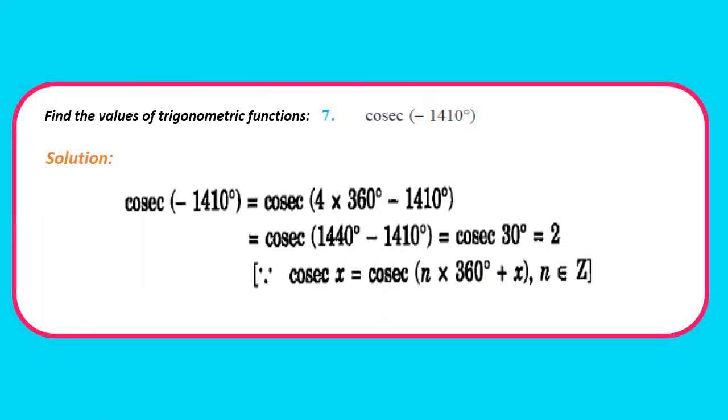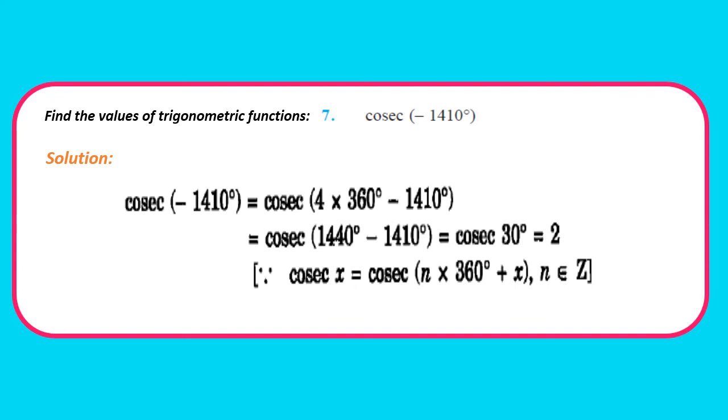Moving to question 7. Find the value of the trigonometric function cosec of minus 1410 degree. Now we have cosec minus 1410 degree. This can be written as cosec of 4 multiplied by 360 degree minus 1410. Now 360 degree is what? 2 pi, multiplied by 4. It means 2 pi is taken 4 times, so we have 4 complete revolutions.